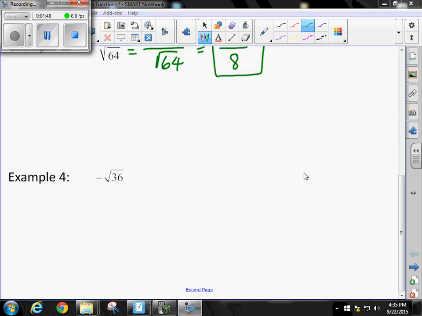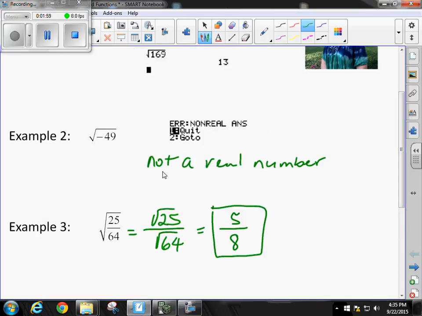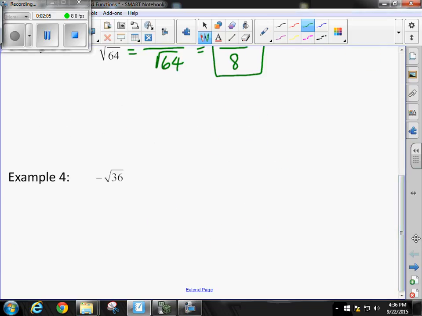Now on the next one, notice that the negative is not underneath the radical. On our second example, we had a negative underneath the radical. You see, on negative the square root of 36, it's not underneath the radical. This just tells us that the answer will be negative, and we know that the square root of 36 is 6. So our final answer is negative 6.